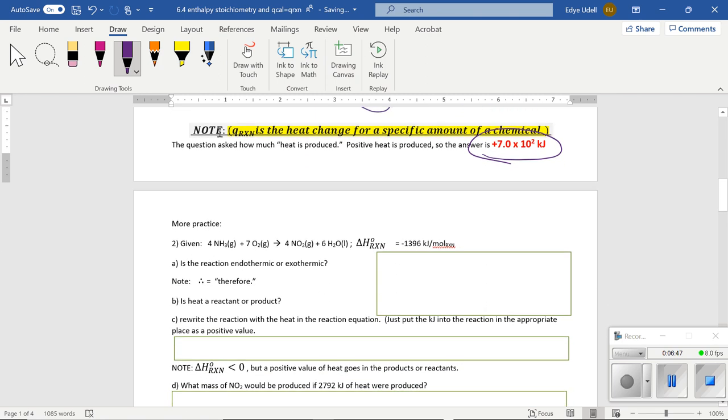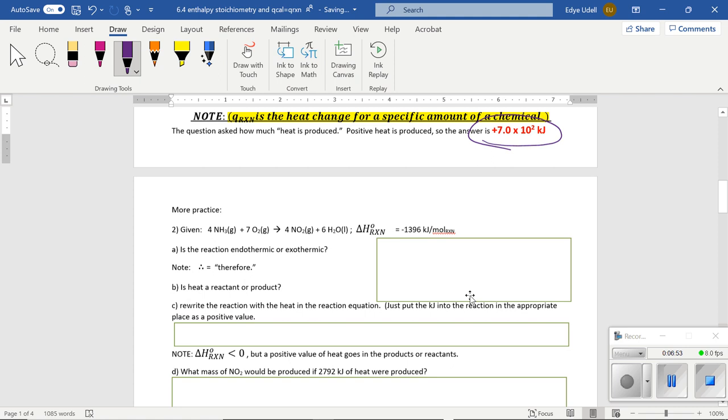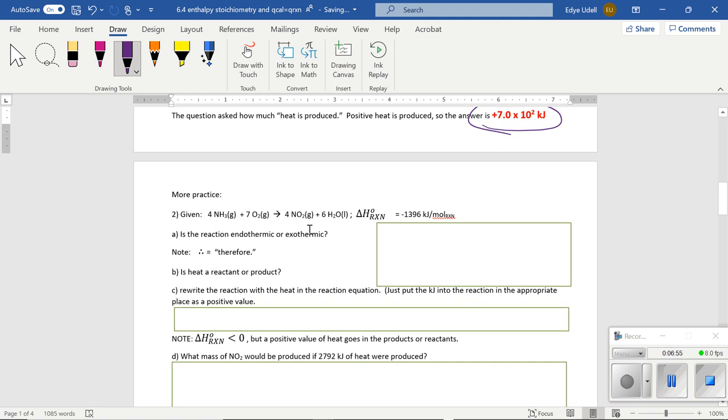Okay, and I've highlighted and put in certain parts. If I highlight something, it's important. You should highlight it yourself. All right, more practice with these concepts.